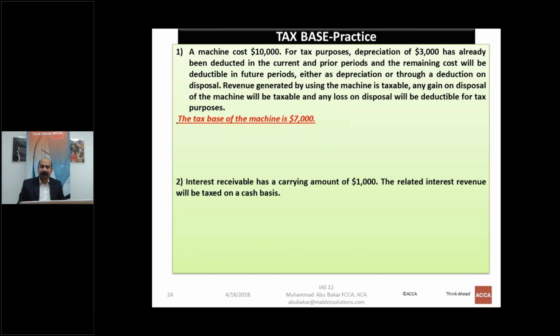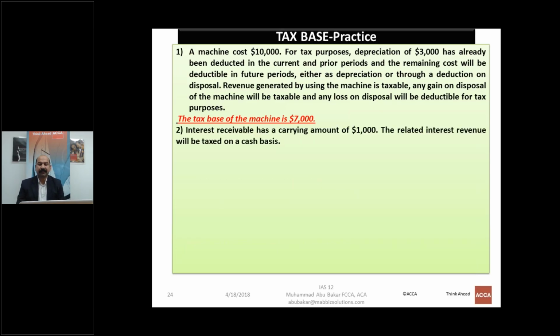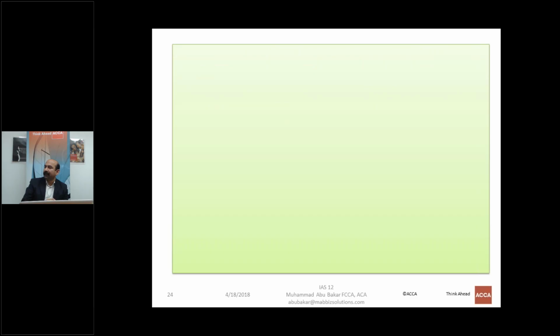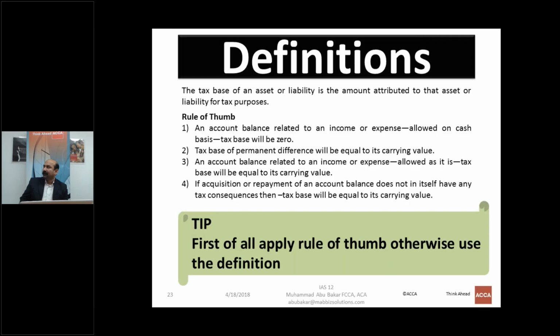Now, another example. Interest receivable has a carrying amount of 1,000. Carrying amount means as per the accountant, which is appearing in the balance sheet. The related interest revenue will be taxed on a cash basis. So let's go back to our earlier slide to see if something is being allowed on cash basis. So what should be its tax base?